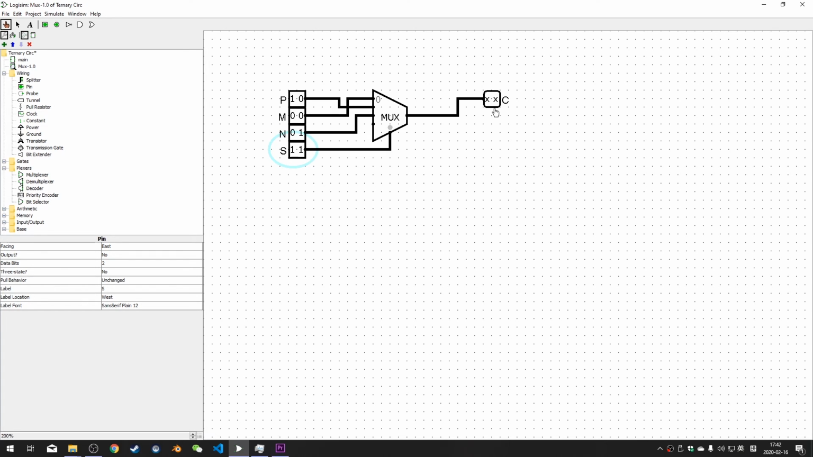So the next step is to build an actual multiplexer on the PCB.